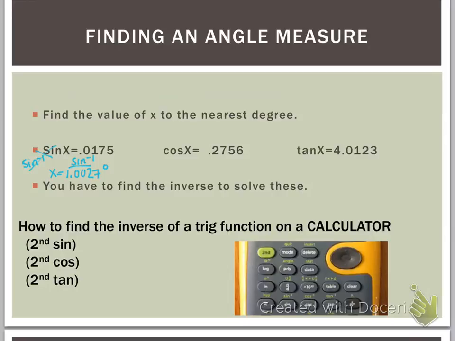Okay, so now if I type cosine, this time I need to take the inverse cosine. So they cancel on this side. I got x by itself. I type in second cosine to get the cosine to the -1, 0.2756, and I get x is equal to 74.0022 degrees this time. My next one, we have to do inverse tangent so that cancels. X equals, I type in second tangent, 4.0123, and I get 76.0051 degrees. So this is whenever you're missing an angle, because we normally put our angles in here, now the representative of x.